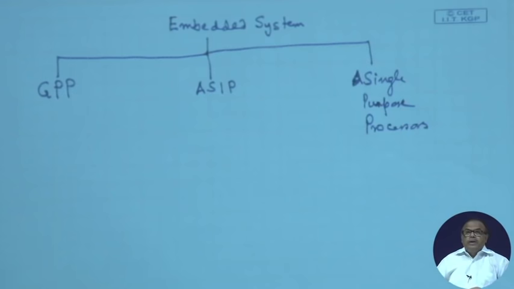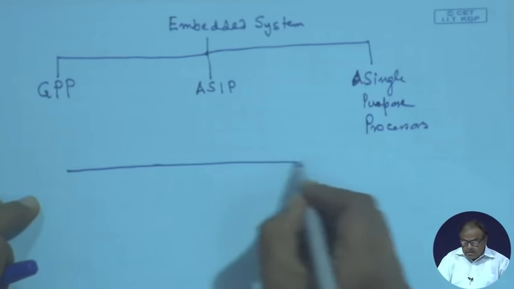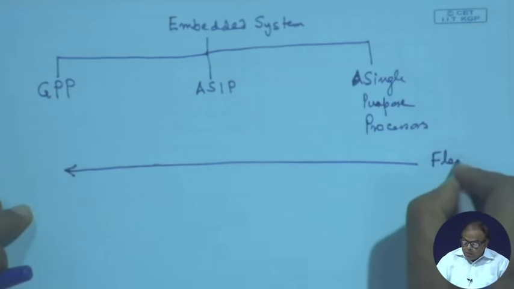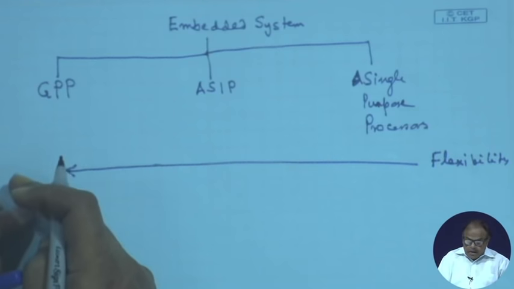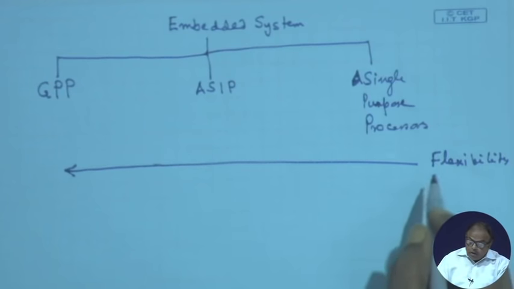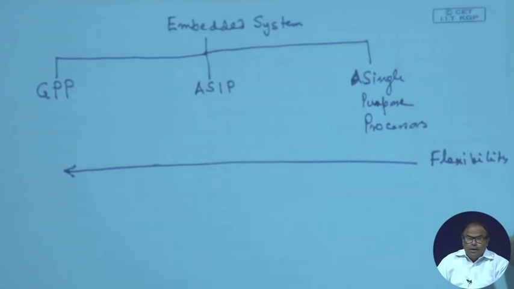Single purpose processors, right? Now, if we look at it from the flexibility side, then as we move in this direction, we are gaining more and more flexibility. But obviously, if I just put another axis of NRE cost, I mean the time to market, time to design, which way does it increase? It will increase in this side, right?